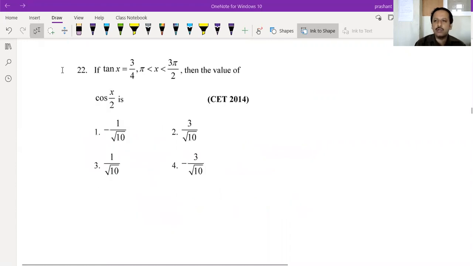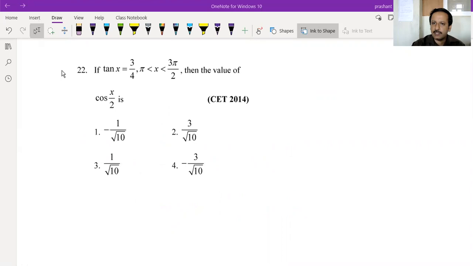If tan x is equal to 3 by 4, and x is in between pi and 3 pi by 2. X is between pi and 3 pi by 2 means it is in the third quadrant. Then the value of cos x by 2 is. So tan x is equal to 3 by 4.